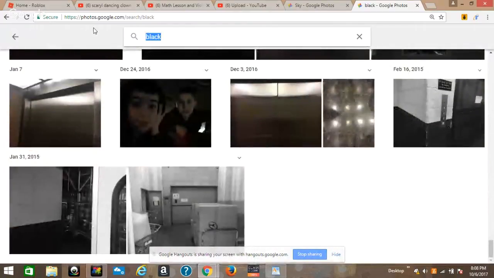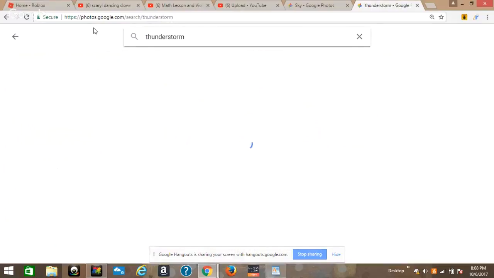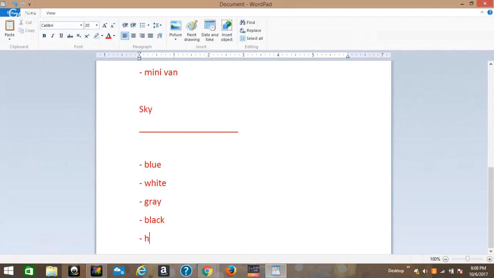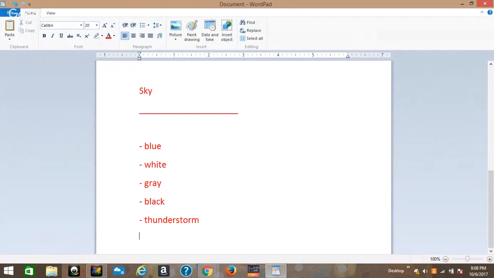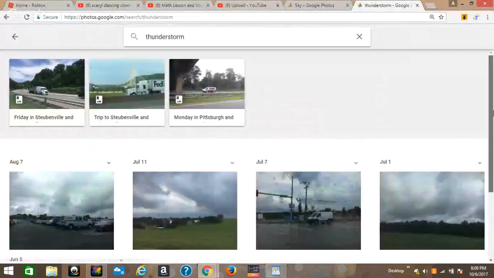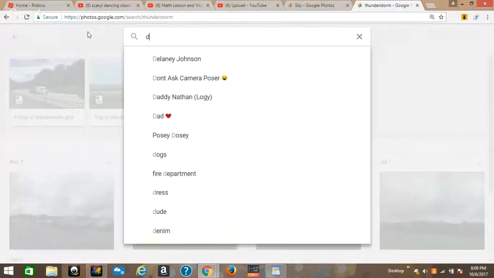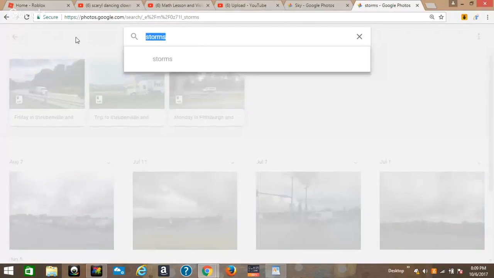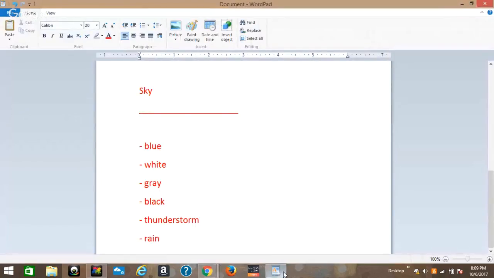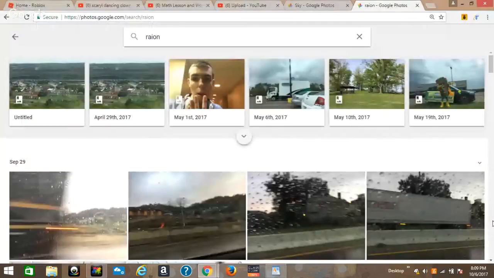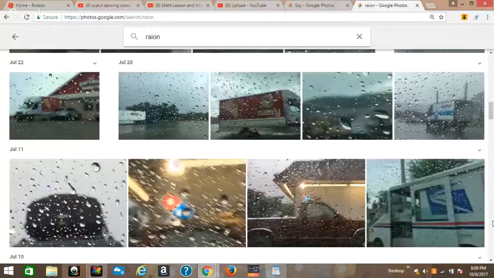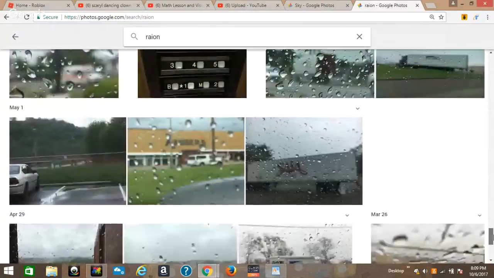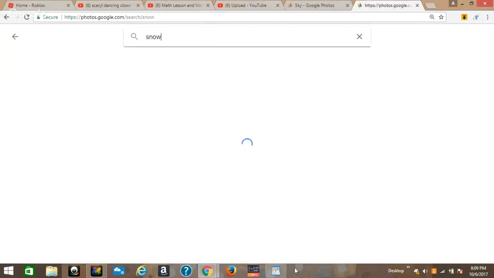The next thing we could say is thunderstorm. It's a friend of mine, by the way. Thunderstorm. Okay? That's what a thunderstorm looks like. Or just a storm, a regular storm. It's the same category. Rain. That's the rain, all right? That's the beautiful New York rain. Okay. Snow.